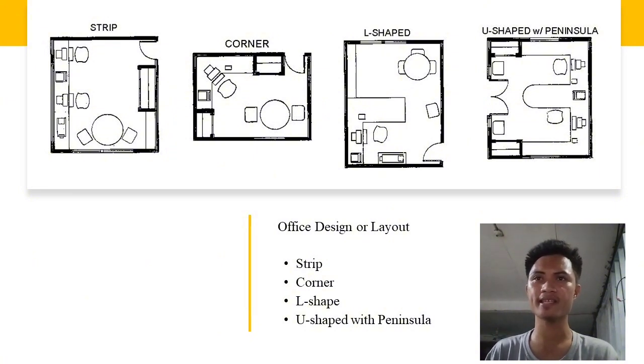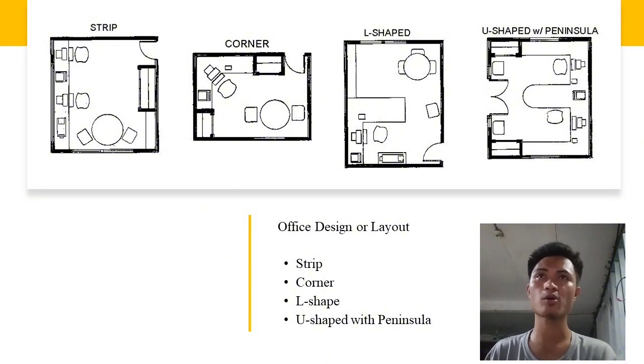First is the strip layout. In the strip layout, as you can see in the picture, workstations or desks are arranged in a straight line along a wall or in the center of a room. This layout is space efficient and works well in narrow or small offices. It can foster communication among employees as they are seated in close proximity.